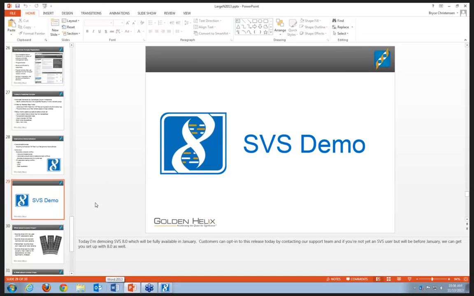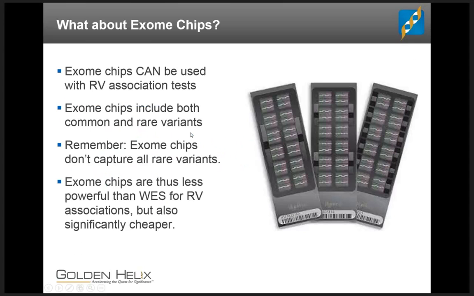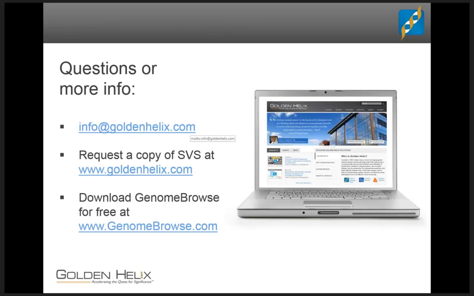Back here in the slides, there's just one last thing that I want to take a look at, which is, what about exome chips? The question comes up a lot. Can I use exome chips with this kind of analysis? The answer there is yes, but you just need to keep in mind exome chips don't capture all of the rare variation, and because of that, they're not quite as powerful as using whole exome sequencing, but of course they're a lot cheaper and they're incredibly useful, and I would be happy to talk to you more about using exome chips. Just a few other pointers on exome chips that we'll skip over now due to time.